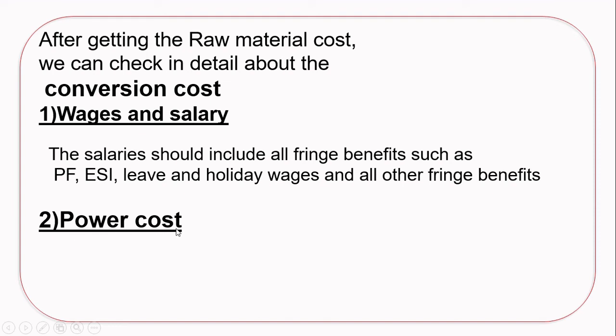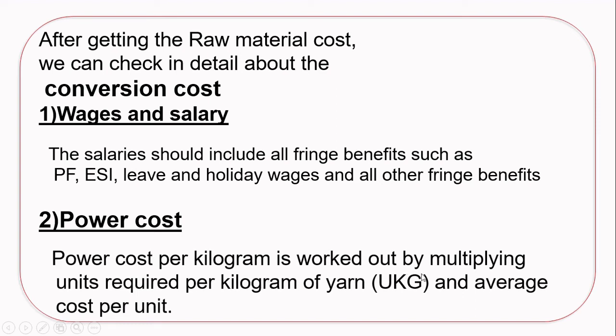Second one is power cost. Power cost per kilogram is worked out by multiplying units required per kilogram of yarn, that is UKG, units per kilogram, and average cost per unit. If we multiply both together, units per kg and average rupees per unit, then we will get the power cost. Third one is stores and spare parts cost.